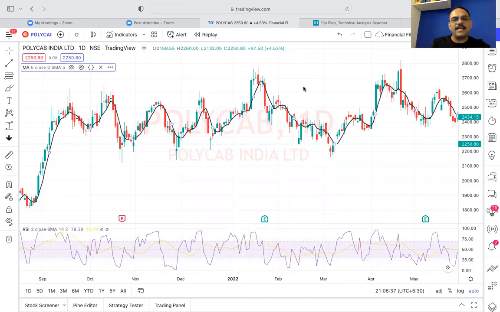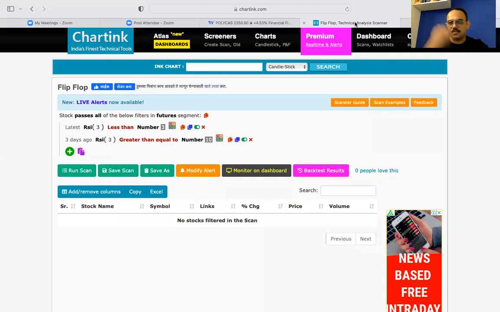So this is a 5 day moving average which we have put on this. Now what we have to do is I have pulled in this ChartLink. I have done this filtration. You can as well do this filtration.